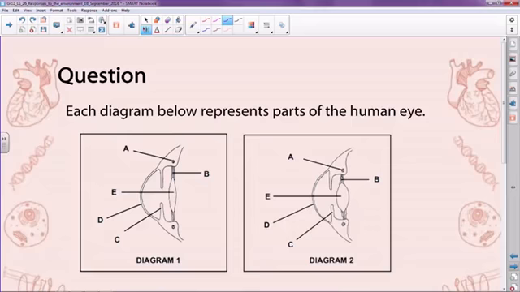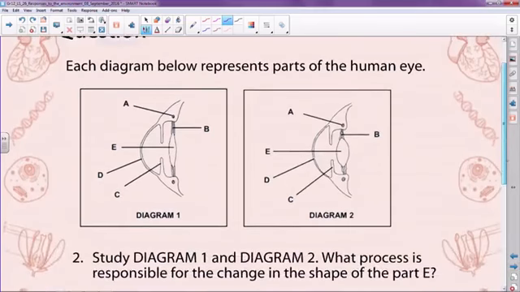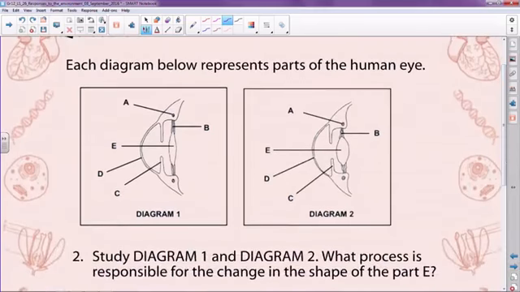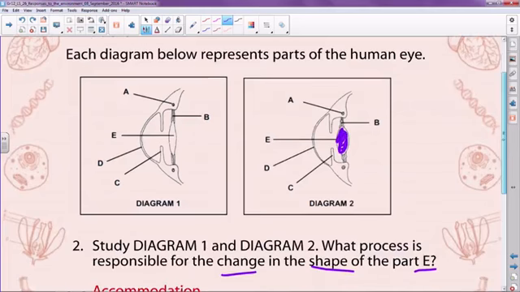Let's have a look at these answers. Remember, it's very quick. The first one was, what process is responsible for the change in shape of part E in diagram 1 and diagram 2? Remember, part E is this piece here, which is your lens, and the process is called accommodation.